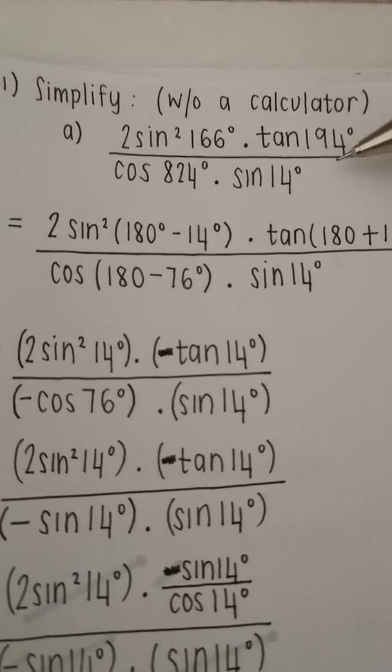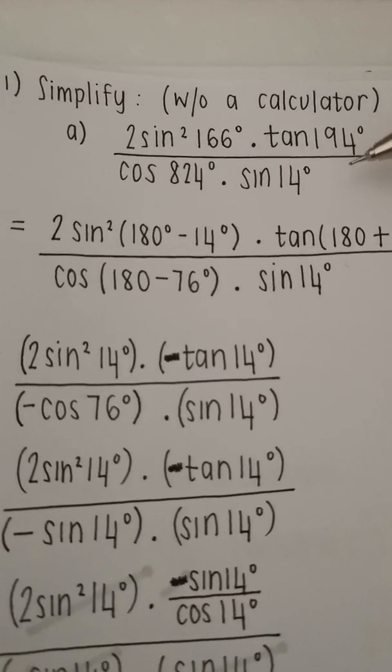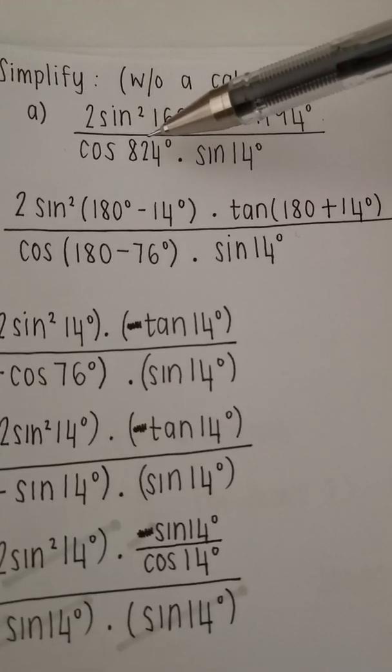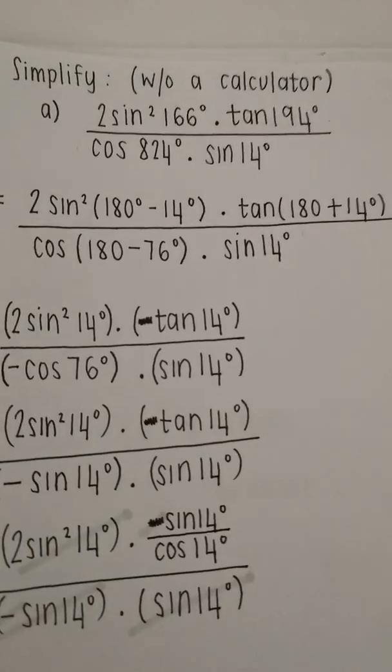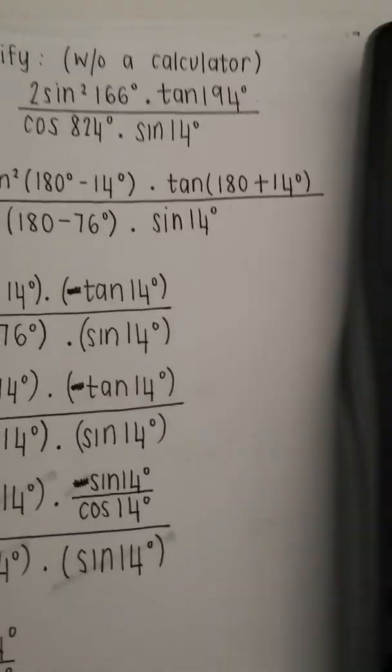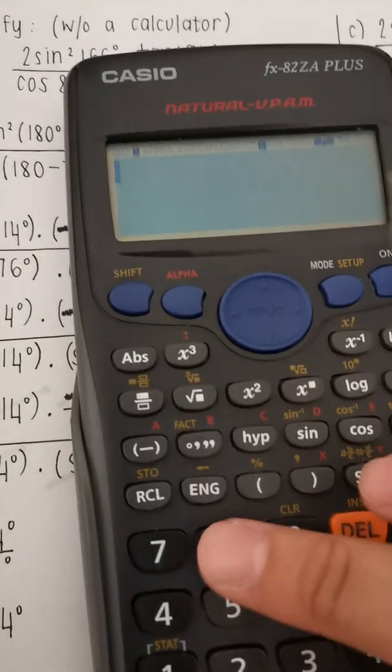I figured out which quadrant it is. In that quadrant, what's the reduction formula? I put it there. I have cos 824. Now what did I do? You're going to look at this and you're like, whoa, how did I get from 824 to 180 minus 76? This is what I did.